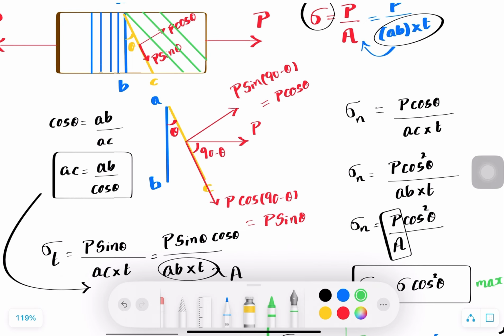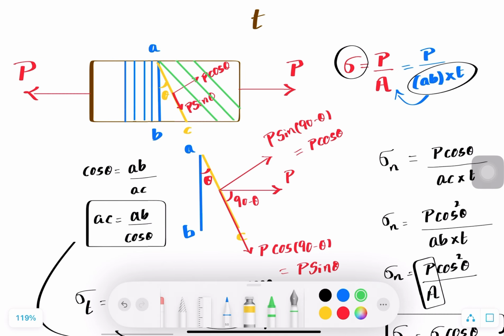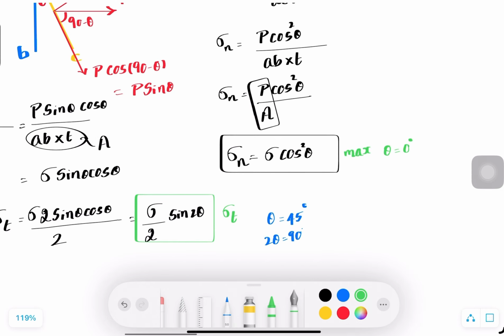And what about the blue plane, what is the value of the shear stress? Well, there is a pattern that is coming now. When the normal stress becomes maximum, that is when theta is equal to 0 degree. If you compute the value of sigma t by putting theta equal to 0 degree, then sigma t becomes 0. The pattern is that the planes experiencing the maximum normal stress are going to experience 0 shear stress.